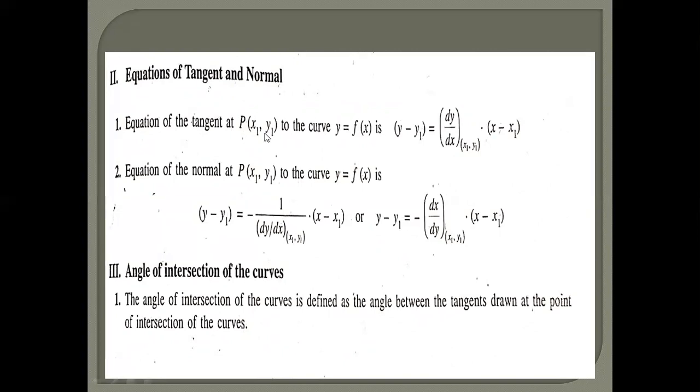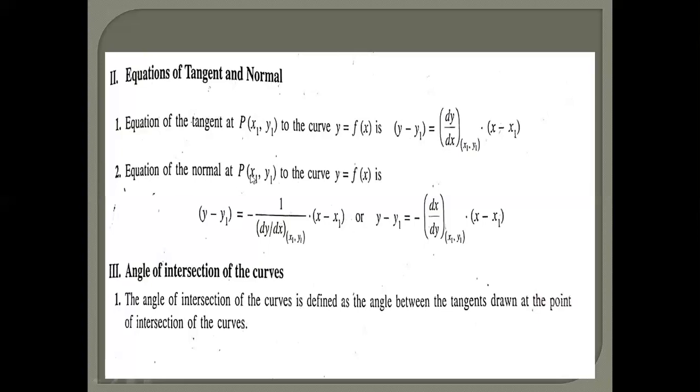Already you know the slope point form, that is y minus y1 is equal to m into x minus x1. So the given point is x1 comma y1, y minus y1 is equal to dy by dx at the given point x1 y1 into x minus x1. This equation is called the equation of the tangent.